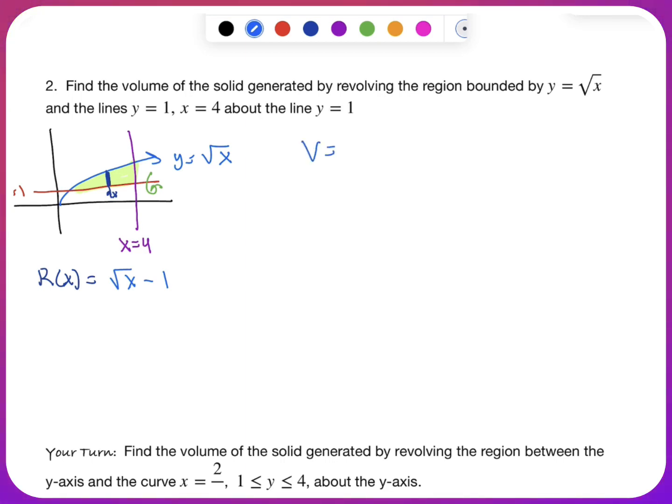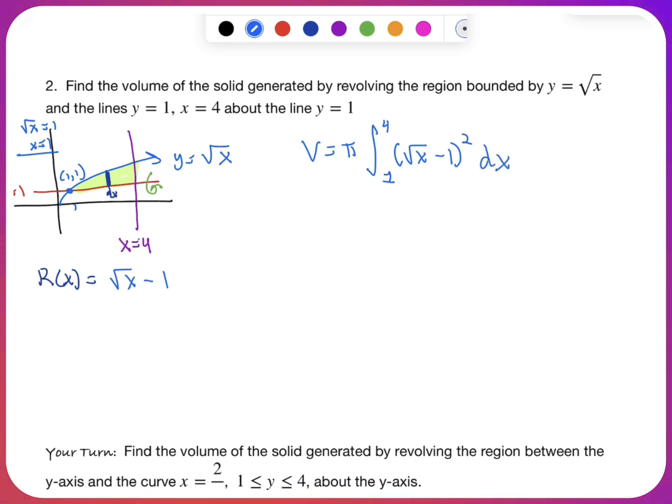So now the volume is going to be pi, the integral, and now we've got to figure out where these 2 functions intersect. You can easily see that they intersect at 1 on the x-axis, or you can solve this equation. And we know that they also intersect when x equals 4. So we're going to have pi times the integral from 1 to 4 of our r of x, which is the square root of x minus 1, quantity squared, times dx.